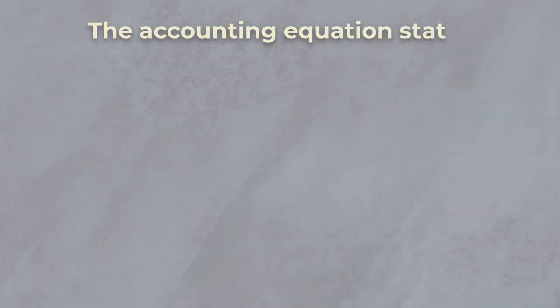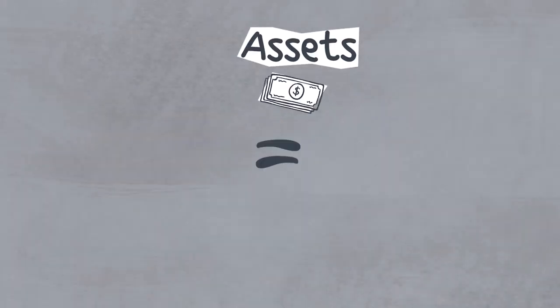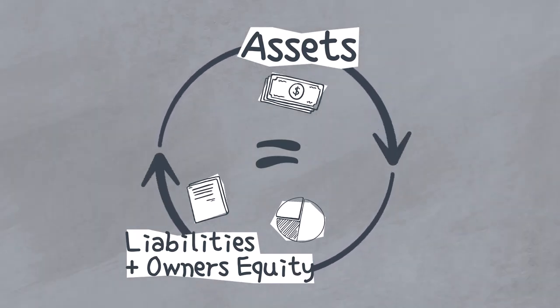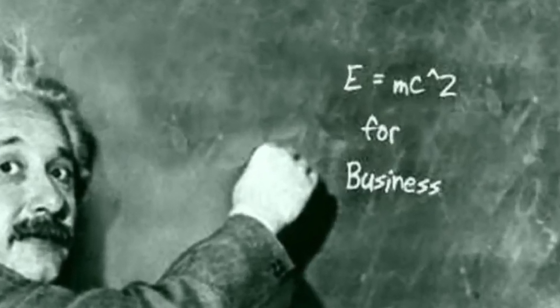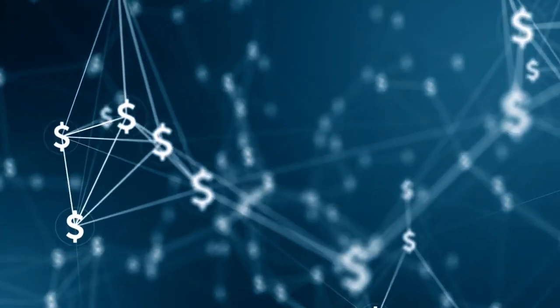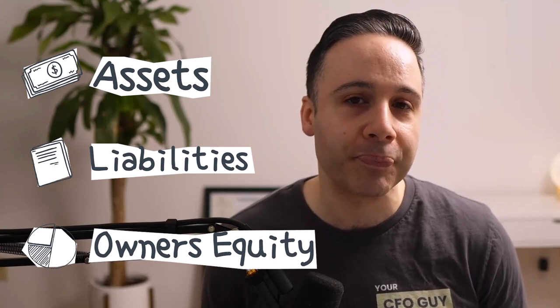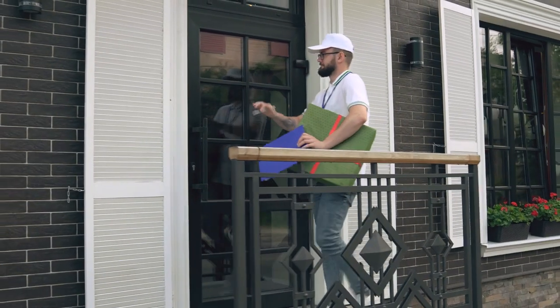Okay, so the accounting equation states that assets equals liabilities plus owner's equity. This equation to accountants is pretty much what E equals MC squared is to physicists. It's a way of understanding the financial universe that we're in. But before I can explain what this means, we need to define what exactly assets, liabilities, and owner's equity are. We're going to use an example of a business that goes door to door selling chocolate bars.